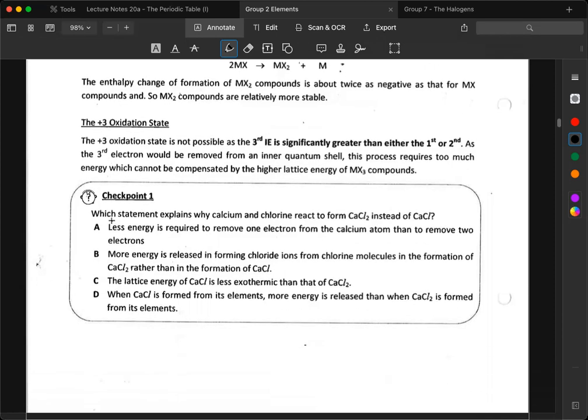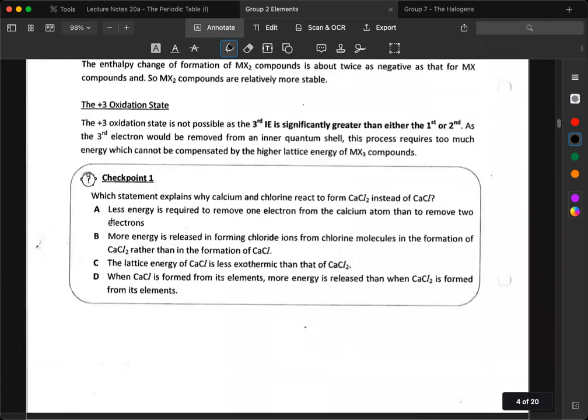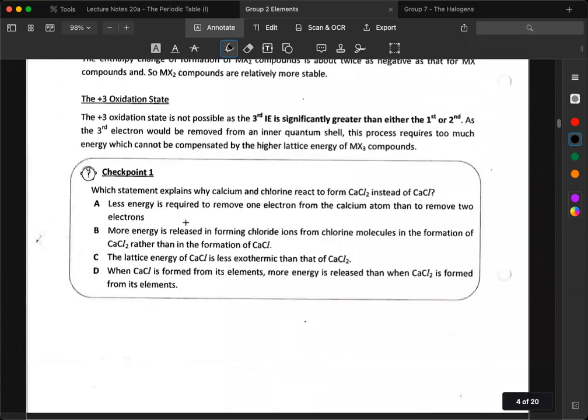So let's look at this question. Which statement explains why calcium and chlorine react to form calcium chloride instead of CaCl? Let's look at this, pause for a while.